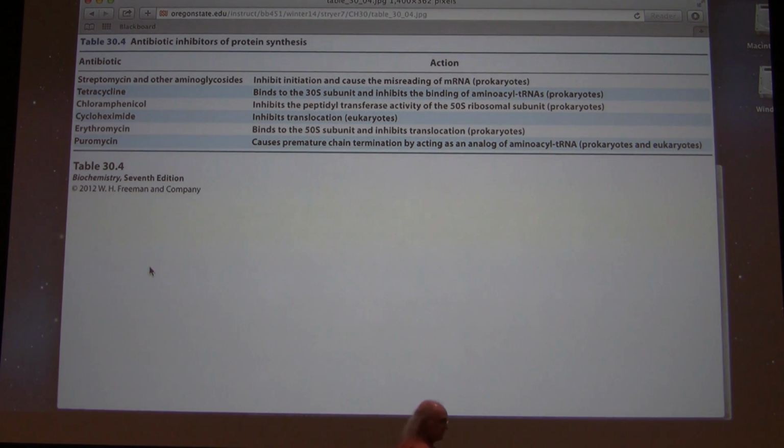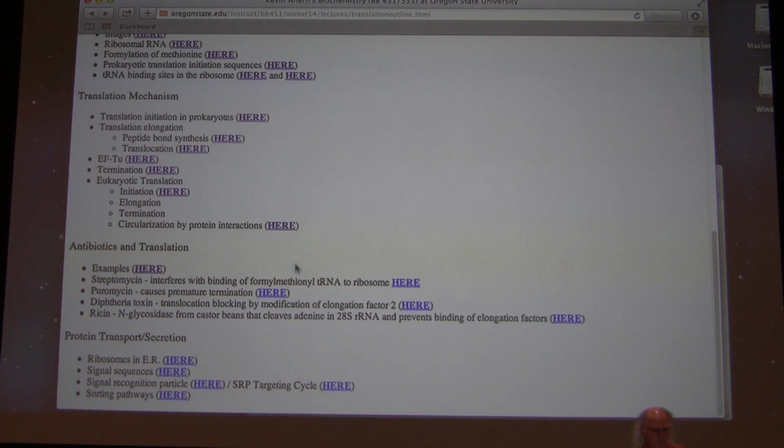Some things only affect eukaryotes. Cycloheximide. If you take cycloheximide, you're not going to be in very good shape because it's going to knock out translocation, and translocation is that movement of the ribosome. You're not going to translate proteins if you do that. Okay? If you look at puromycin, it affects both of us because it causes chains to terminate prematurely, and there aren't distinct differences in those processes between prokaryotes and eukaryotes. Okay. So those antibiotics are very effective.